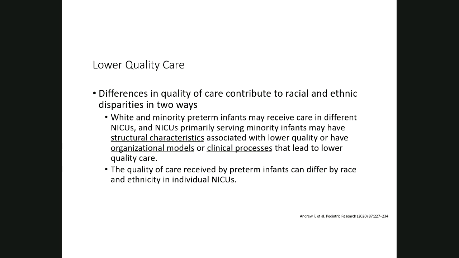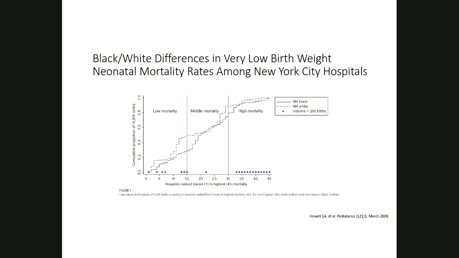we know that quality of care is a crucial and potentially modifiable factor and contributes to disparities as one of the causal pathways by which racism, segregation, and inequality adversely affect outcomes. We know that there are structural characteristics, organizational models, and clinical processes that can lead to lower quality of care. I'm going to show you four different studies that look at quality of care.